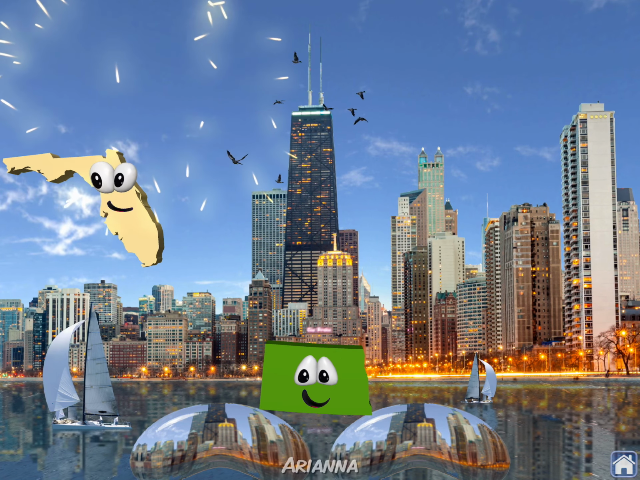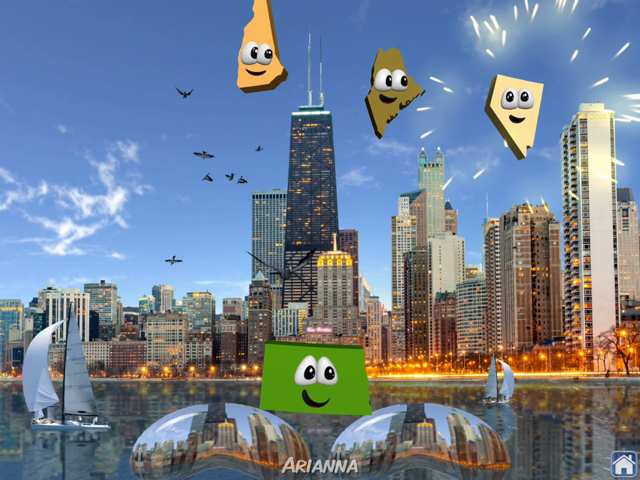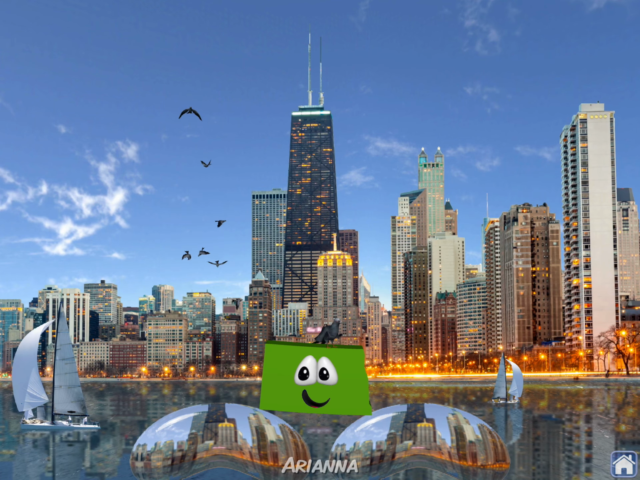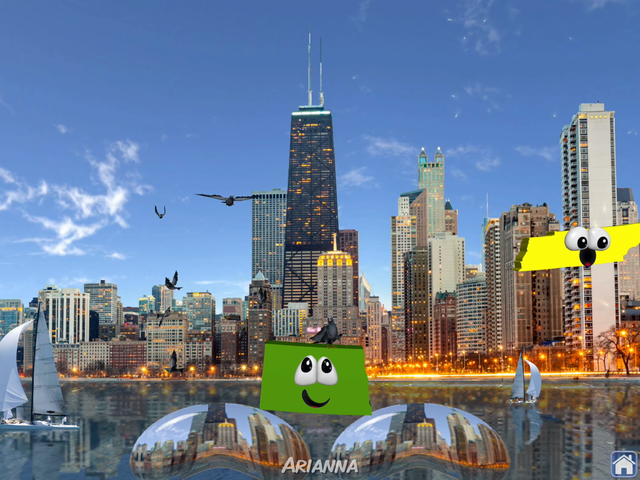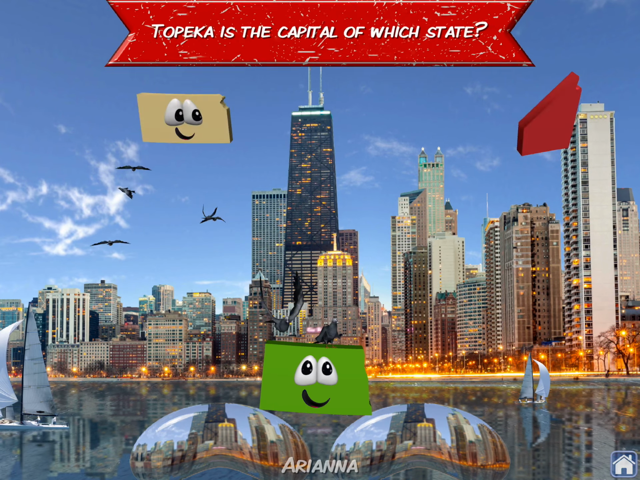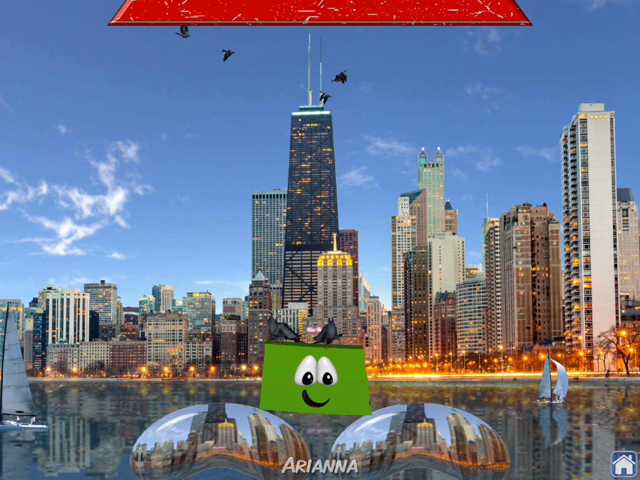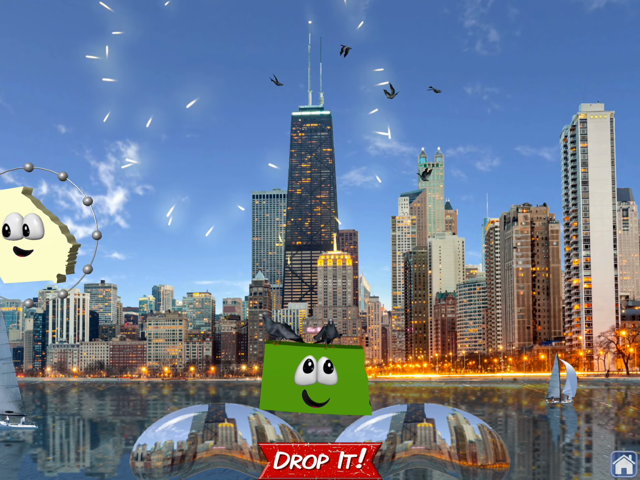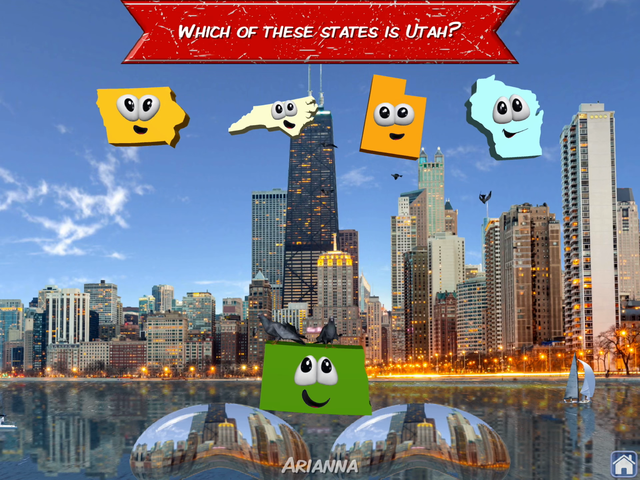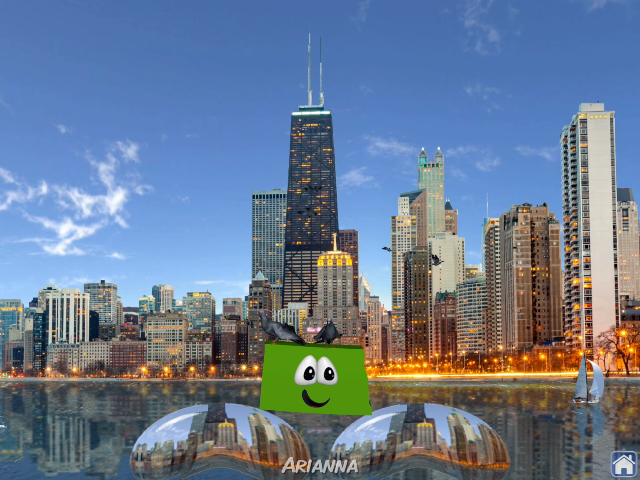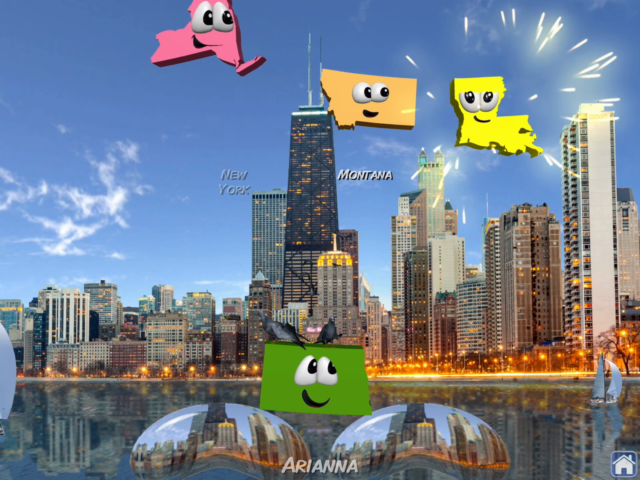Which of these? Which of these states is not? Which state borders the Mississippi River, Tennessee? Topeka is the capital of Kansas. The flag below belongs to Georgia. Which of these states is Utah? Which state borders the Mississippi River? Rhode Island, Louisiana.